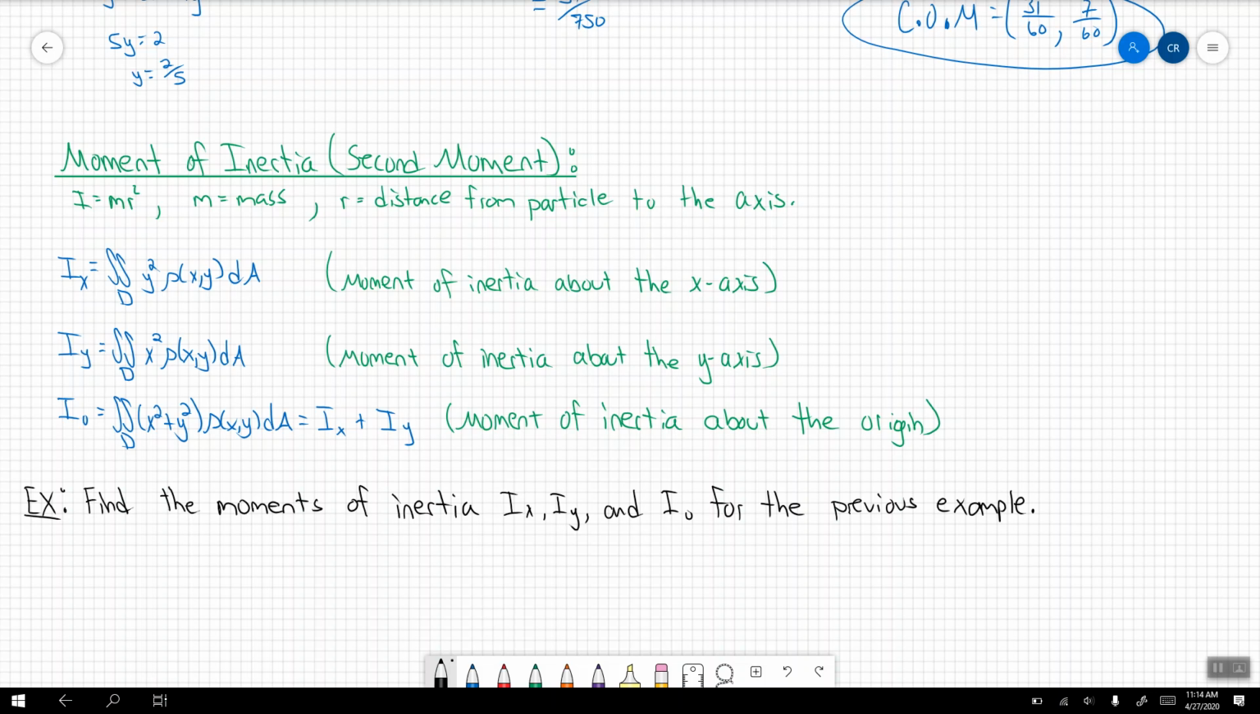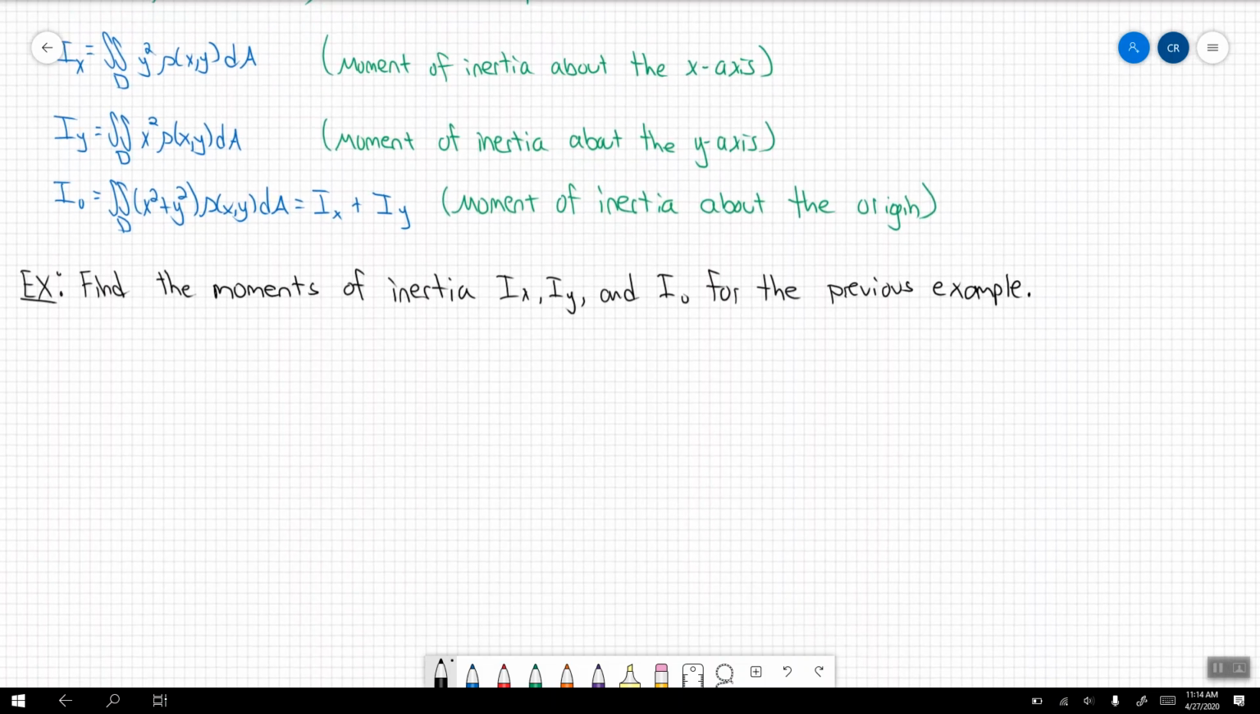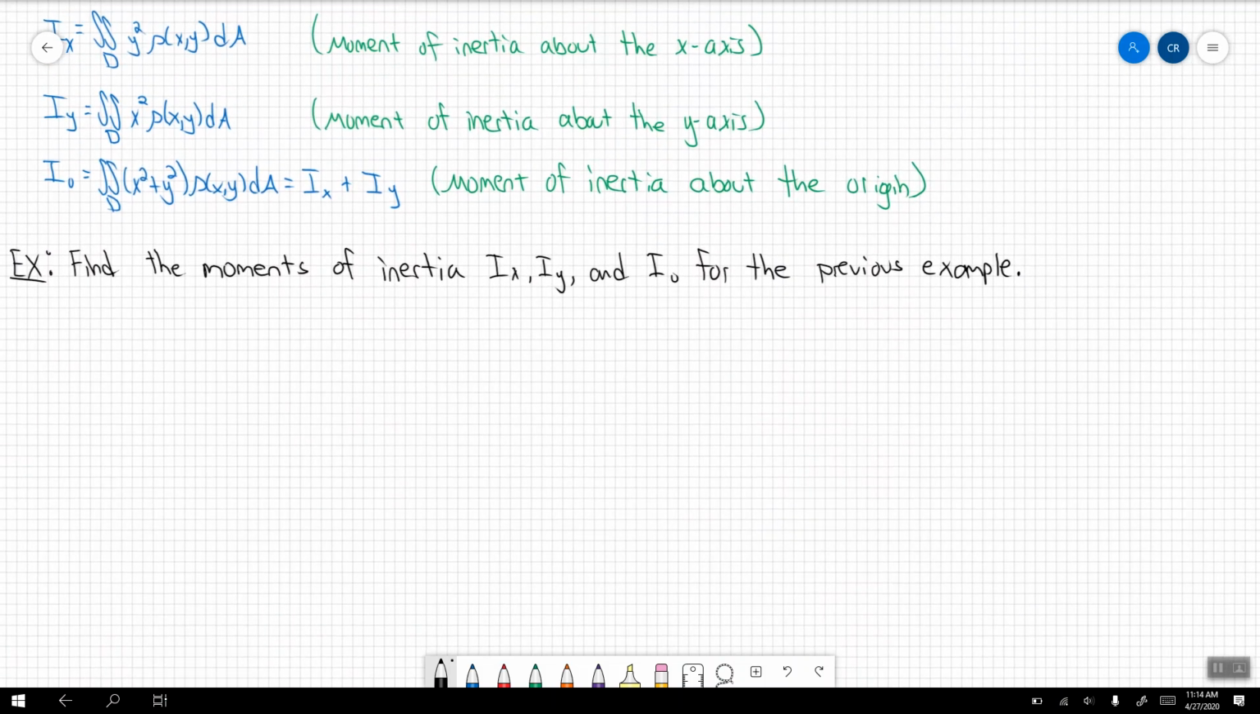That naturally is going to just be the equation of a circle, which we have as x squared plus y squared here. But notice it's just the addition of the previous two moments of inertia about the x-axis and about the y-axis. So as long as we're able to find the first two, then the third one shouldn't be too bad. All right. So for this example, we're going to want to find the three moments here: moment about the x-axis, about the y-axis, and then about the origin. And this is going to be for the previous example.